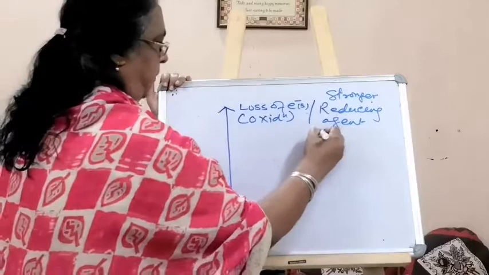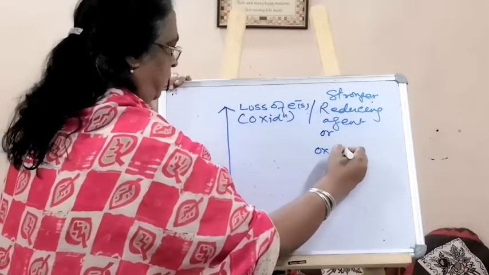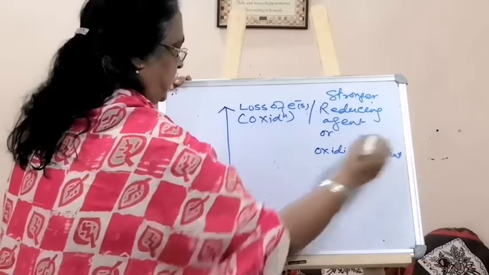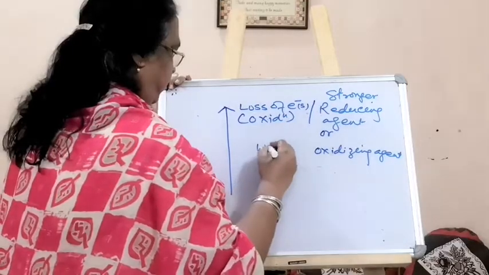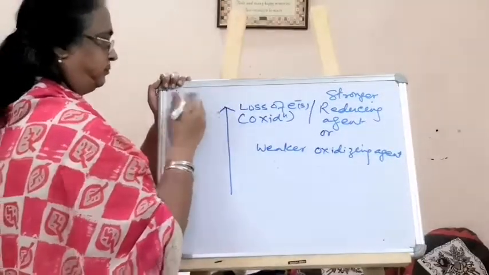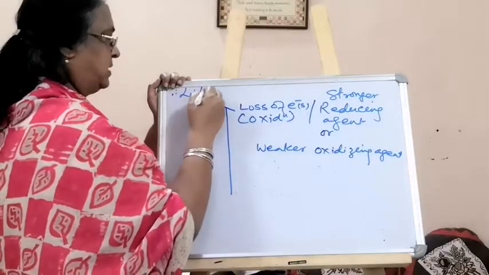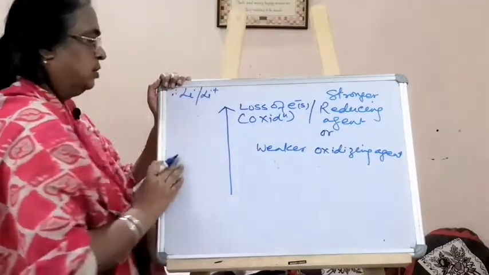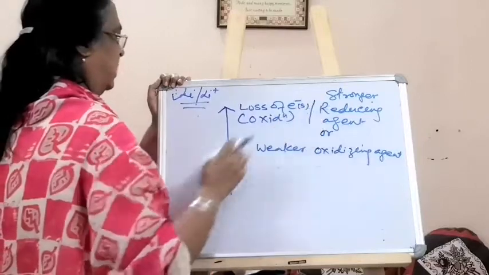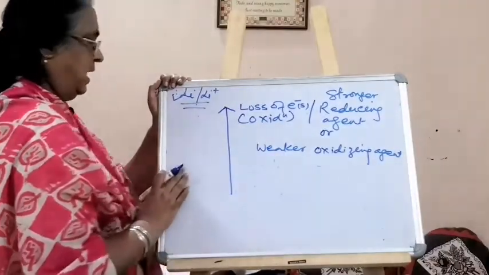What is the opposite of this? That is oxidizing agent. So its oxidizing nature will become weaker and weaker. The first electrode system which you have at the top is lithium into lithium ion. So this is your strongest reducing agent, or you can say this is the weakest oxidizing agent.